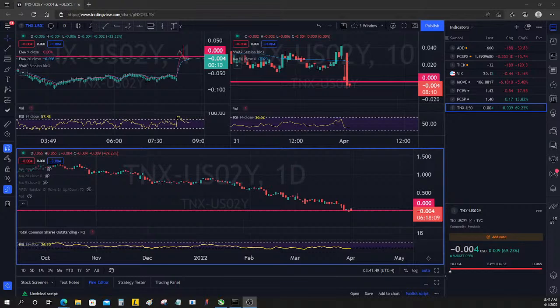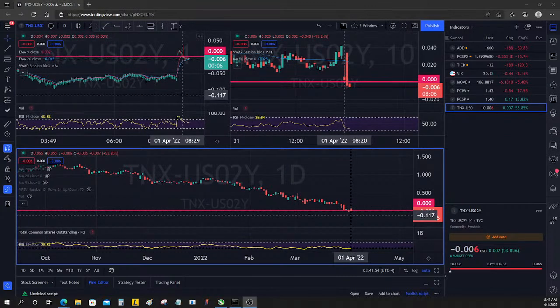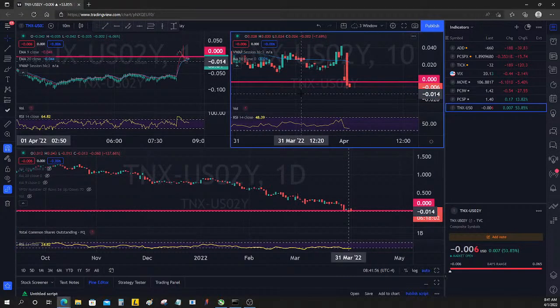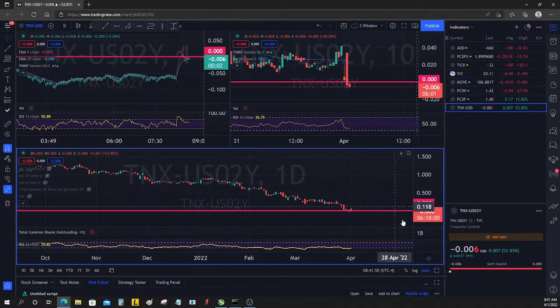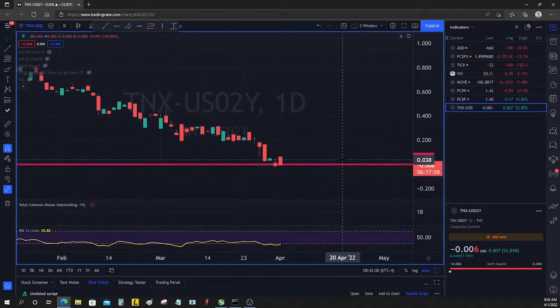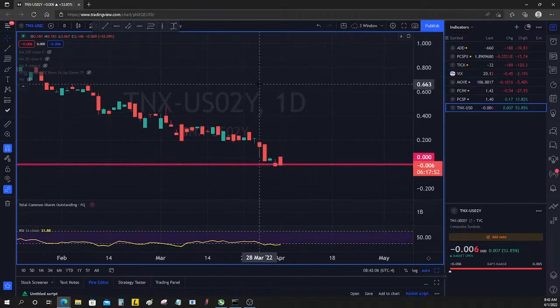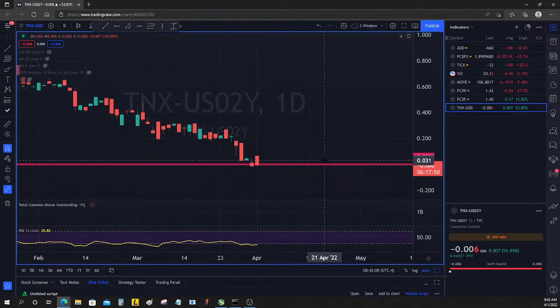I have right now the 10-year minus the 2-year yield up, and here it is on the daily. This big pink line right here represents 0. As of right now, it's inverted. So the 10-year yield minus the 2-year yield has gone negative.